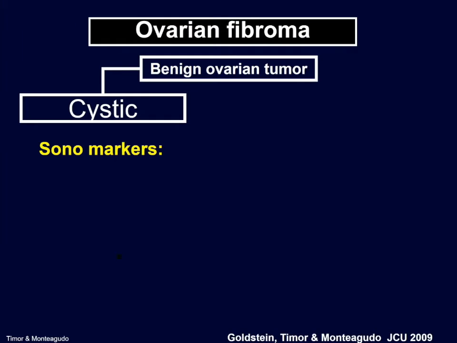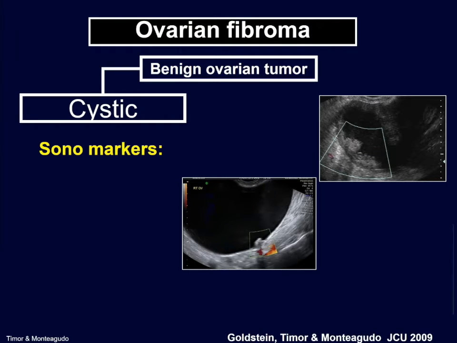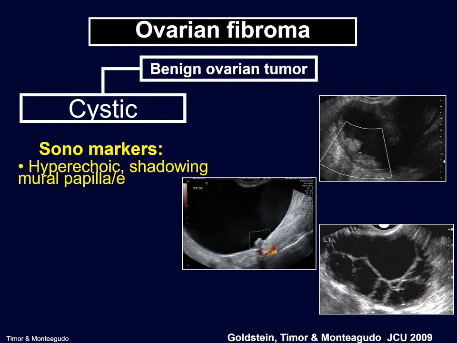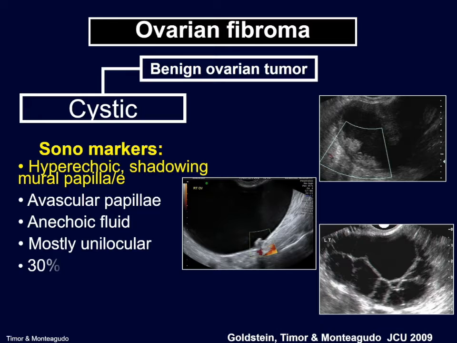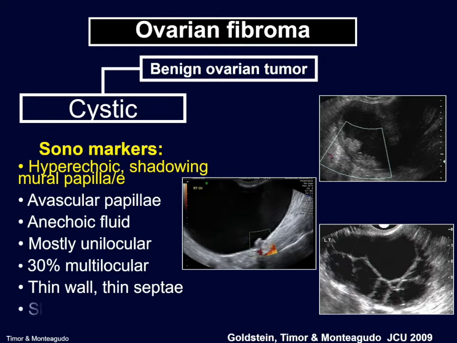Fibromas of the ovary, cystic or solid. The cystic have sonomarkers such as thin wall, hyperechoic shadowing mural papillae. They are avascular. The fluid is anechoic. They are mostly unilocular. Some of them, about 30%, are multilocular, multiseptated. And again, they have very thin septae. They have a very slow rate of growth, and over the years you will see them grow very, very insignificantly. Again, here are the papillae, the small nodularities, which are hyperechoic, avascular, and they shadow.